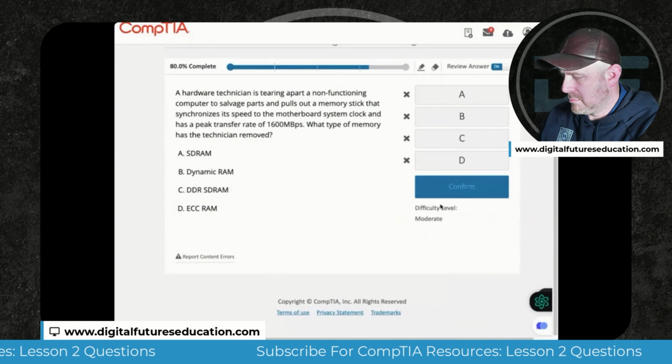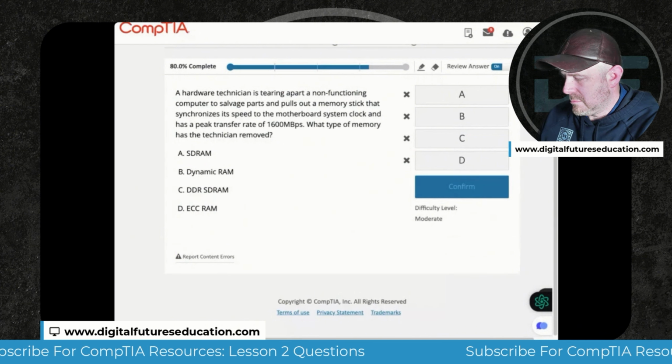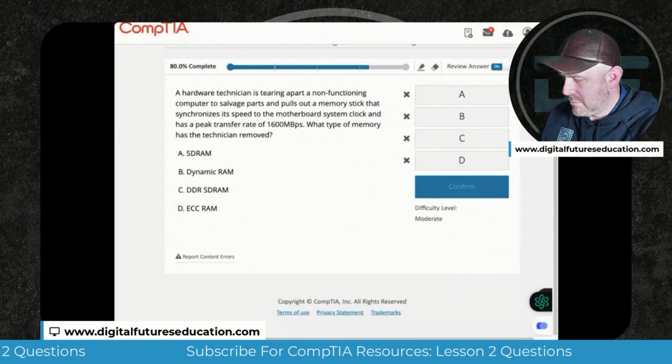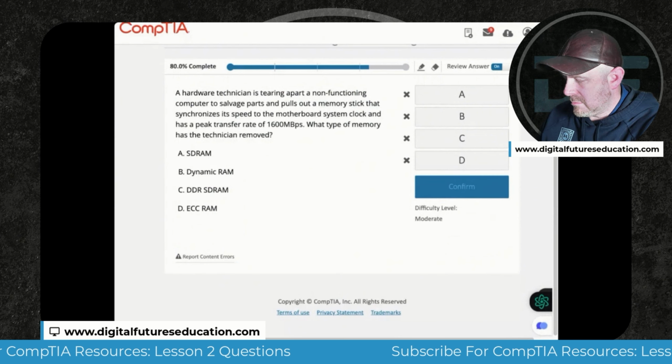A hardware technician is tearing apart a functioning computer to salvage parts and pulls out a memory stick that synchronizes its power to the motherboard system clock and has a peak transfer rate of 1600 megabytes per second.